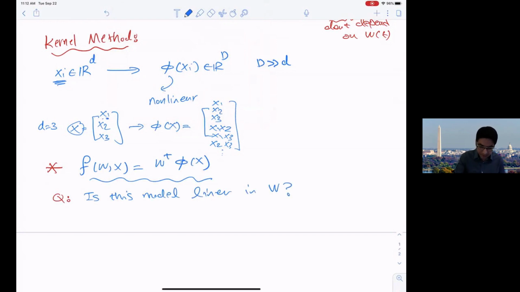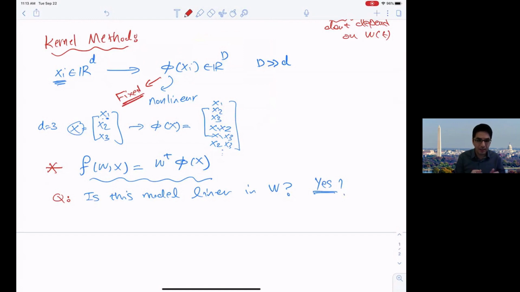Good, so the answer is yes, right? I haven't done anything. X is my input, X is fixed, it is my training data, I can transform it with whatever. The point here is that this phi transformation is fixed. Unlike neural networks, where we optimize over these transformations, here it is fixed. I pick a particular transformation and I'm good.